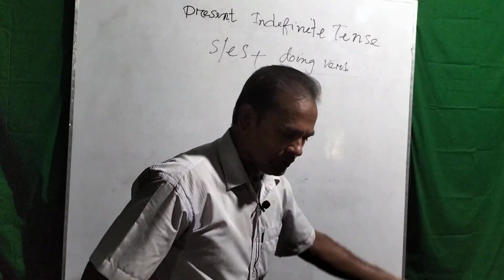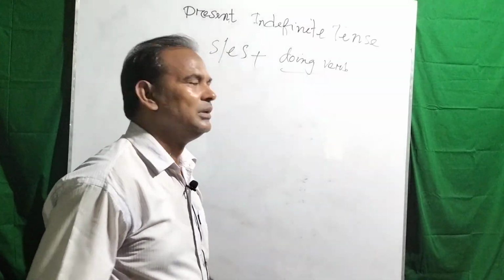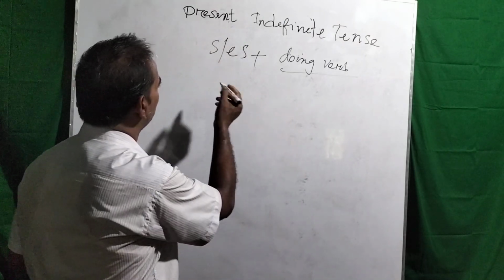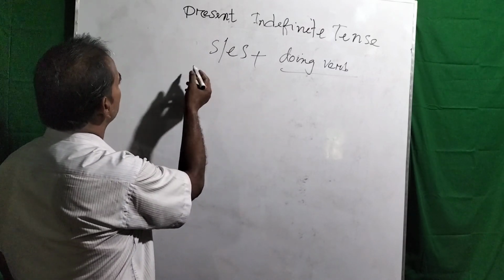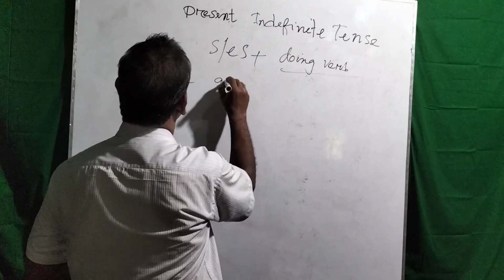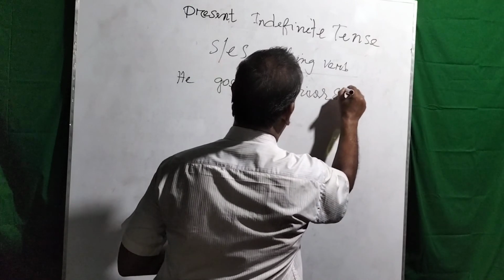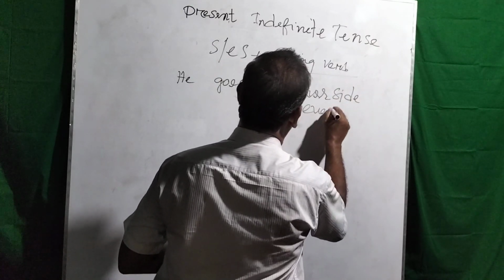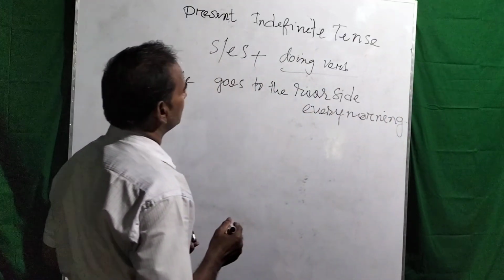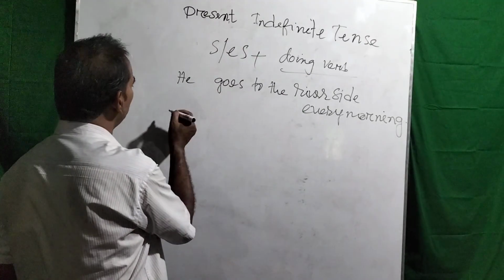Actually, if we want to cite some regular activities in the present time, that is called a regular habit, then it must be written in the present indefinite tense. Look, he goes to the river side every morning. He goes to the river side every morning. This is a regular habit. So this sentence is in the present indefinite.